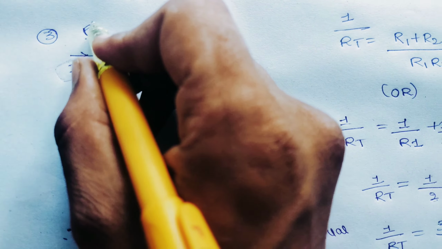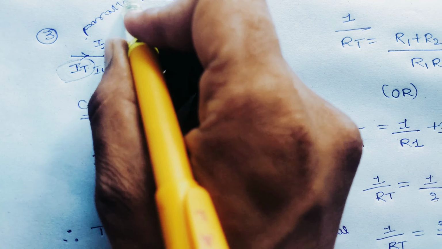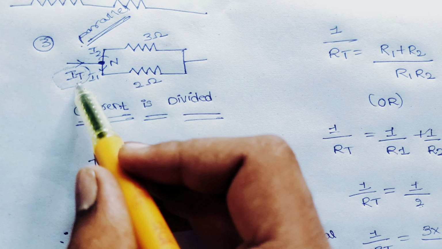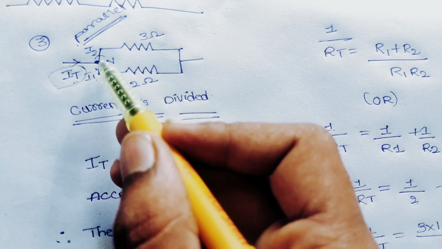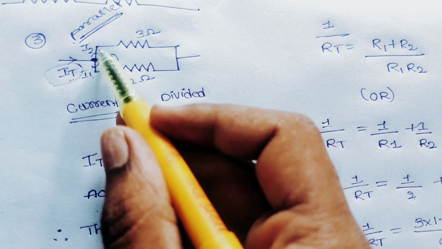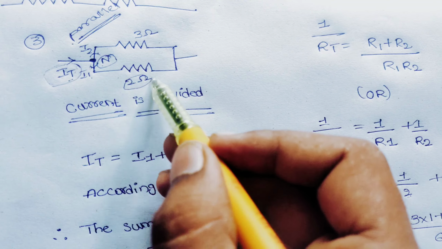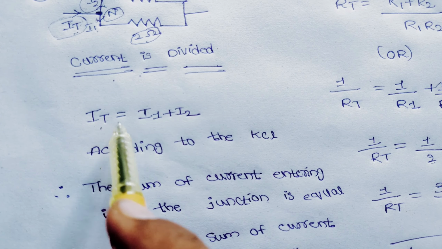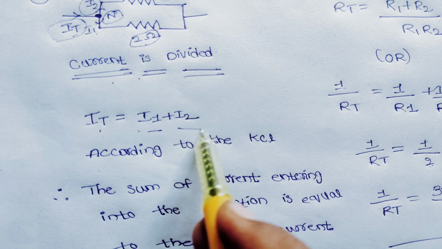Then let's discuss the parallel connection. In this parallel connection, we have I total is equal to I1 plus I2, because in this parallel connection one node is there. In that node the current is divided into I1 and I2. I total is equal to I1 plus I2.